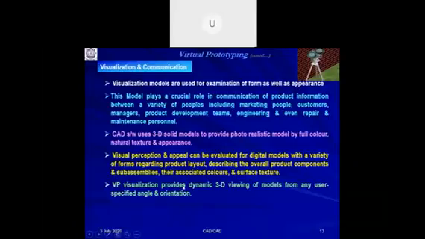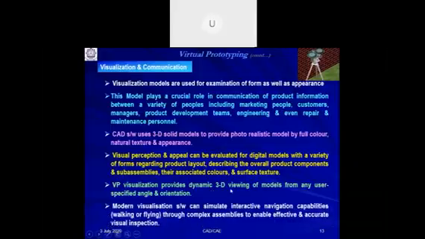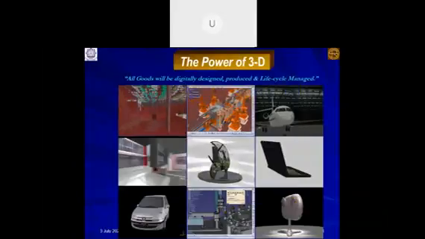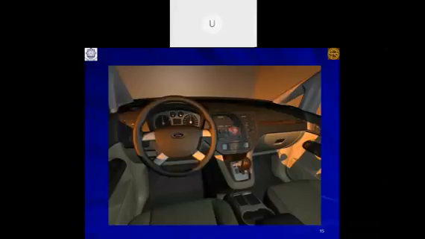So this feature is available in virtual prototyping. So you can fly through or you can walk through that. I will show you some video here. Modern visualization software can simulate interactive navigation capabilities that I mentioned, walking or flying through the complex assemblies to enable effective and accurate visualization. So these are the simulated views that you already know. For example, this one, you just see the interior of the car.